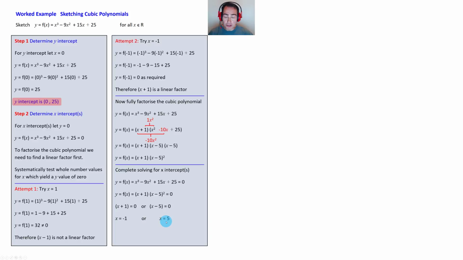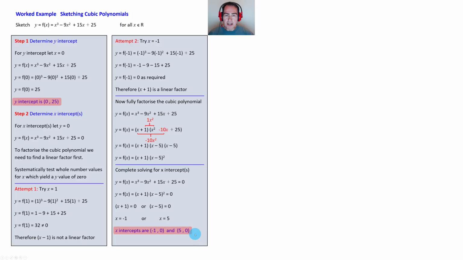Now for a cubic expression, when we have a linear factor squared, that corresponds to a turning point on the x-axis. I'll talk more about that in a moment. Therefore, we list the x-intercepts as negative 1, 0 and 5, 0. Since this information is important for sketching the graph, we highlight it for easy reference later on.